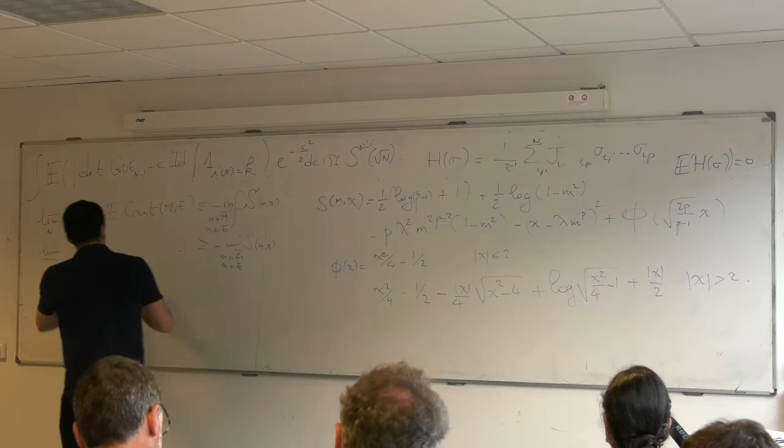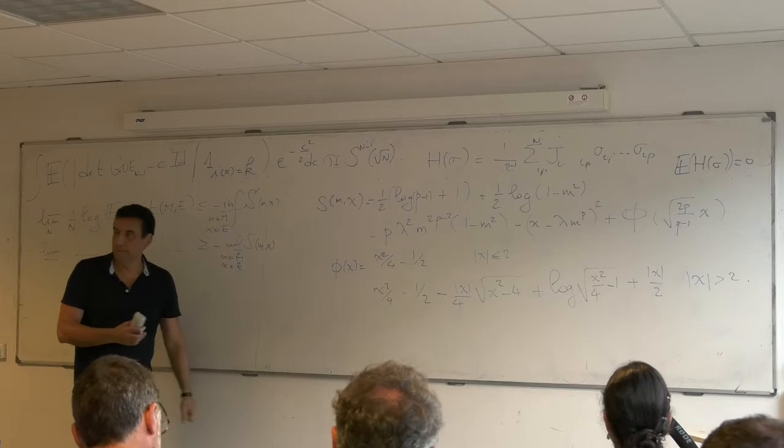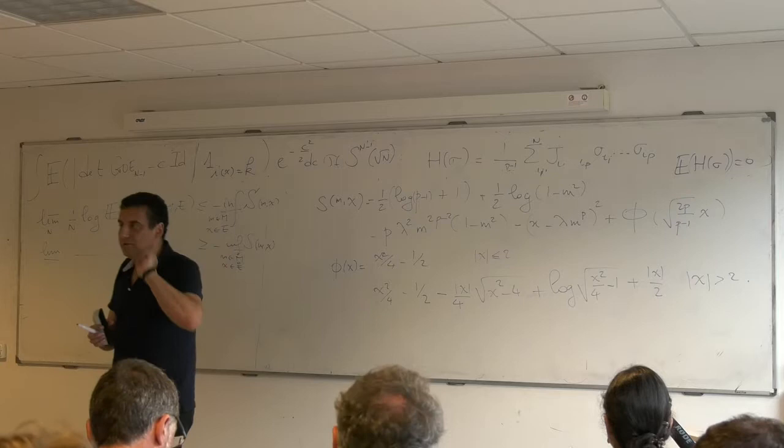So you see, this number is essentially exponential minus n times the infimum of this function S on m and E. So you have to be able then to minimize this thing. So you will see lots of pictures that should say how this works.